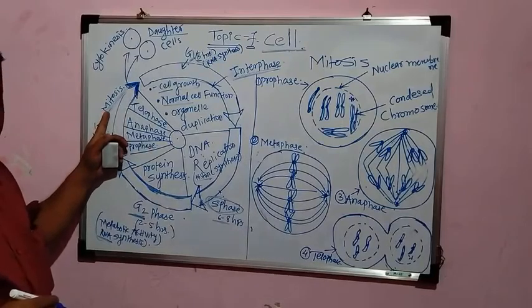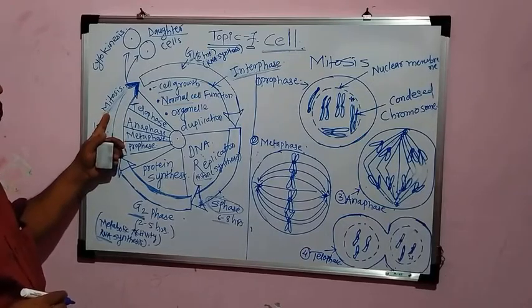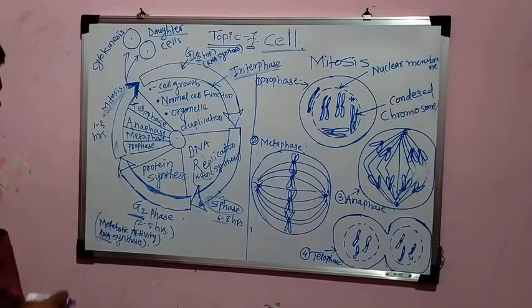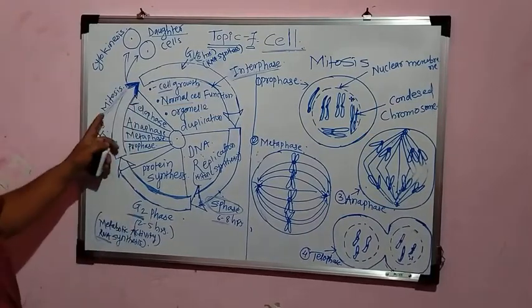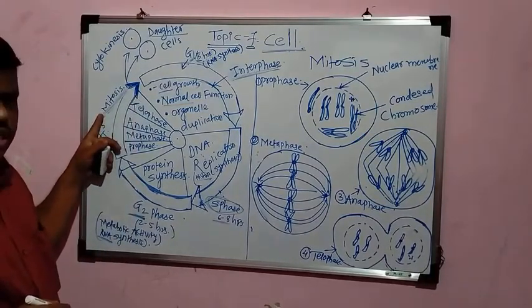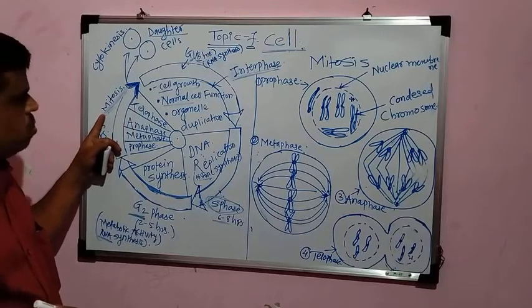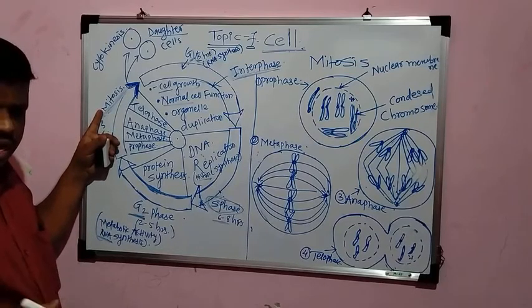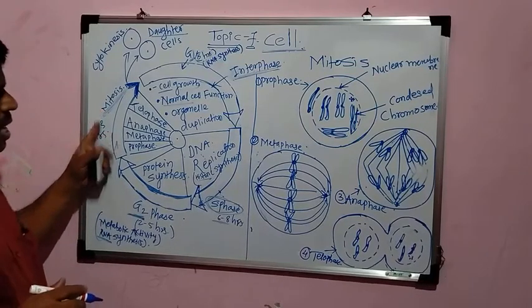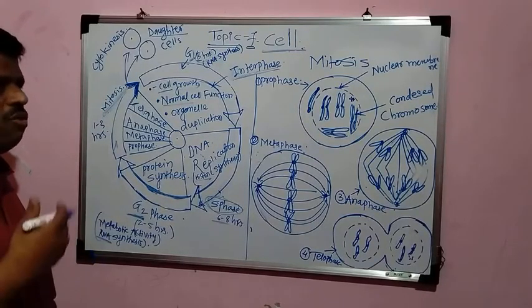Let us see what is mitotic cell division. Mitotic cell division takes place only in somatic cells or body cells or vegetative cells in plants. Mitotic cell division is also called a duplicative cell division, because in mitotic cell division, the cell duplicates once and divides once. It means that whatever genetic material is present, duplicates once and divides once.